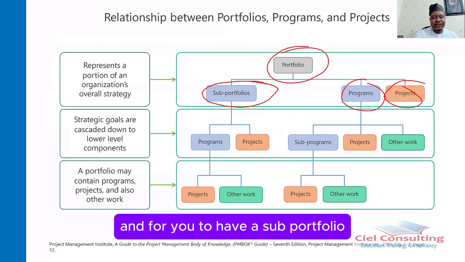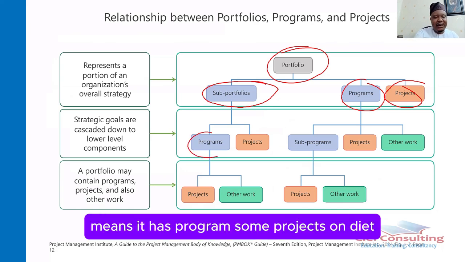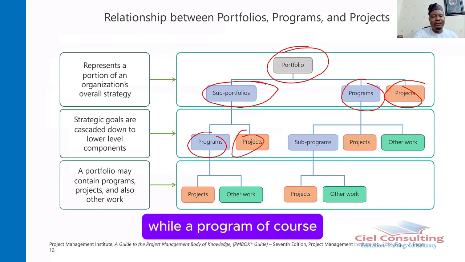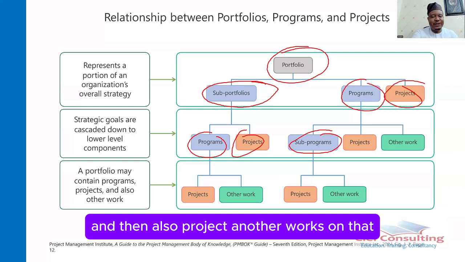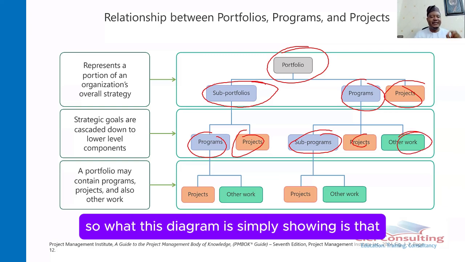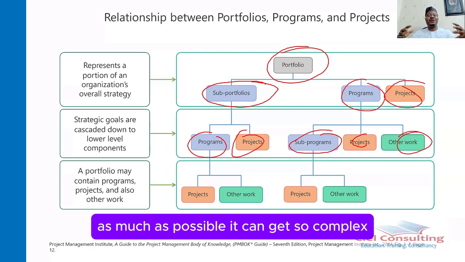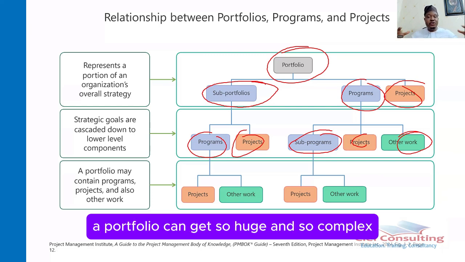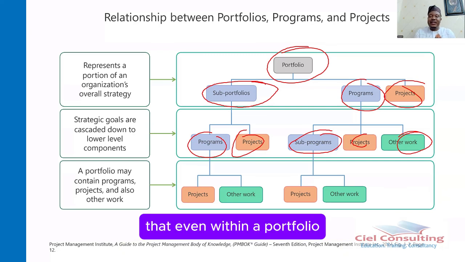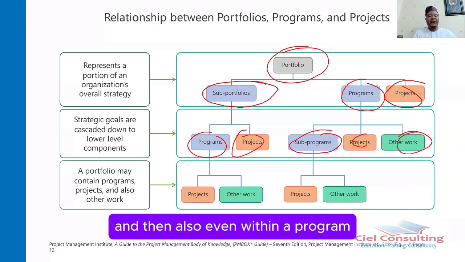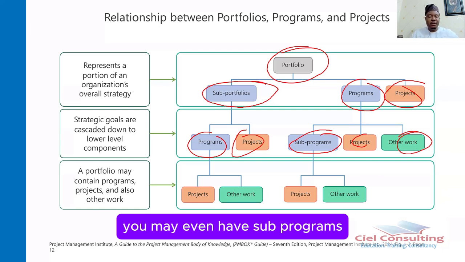For you to have a sub-portfolio, it means it has programs and projects under it, while a program can also have a sub-program and then also projects and other work under it. So what this diagram is simply showing is that it can get very complex. A portfolio can get so huge and so complex that even within a portfolio, you can have sub-portfolios, and even within a program, you may have sub-programs.